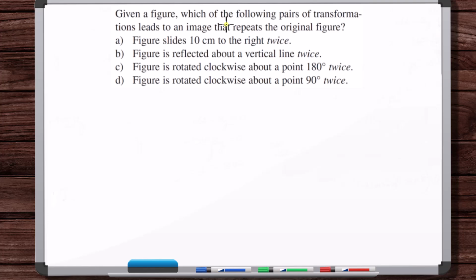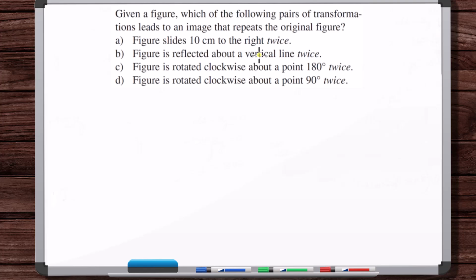Given a figure, which of the following pairs of transformations leads to an image that repeats the original figure? So earlier in the video, we saw an example of this with a 360-degree rotation. About any point, a 360-degree rotation would result in you getting the same image back. Okay, but let's take a look at each of these and see if we can deduce if we'll also reproduce the exact same image. All right, so the figure slides 10 centimeters to the right twice.